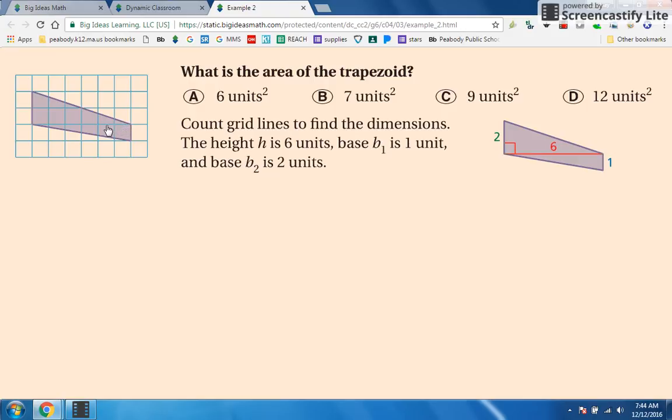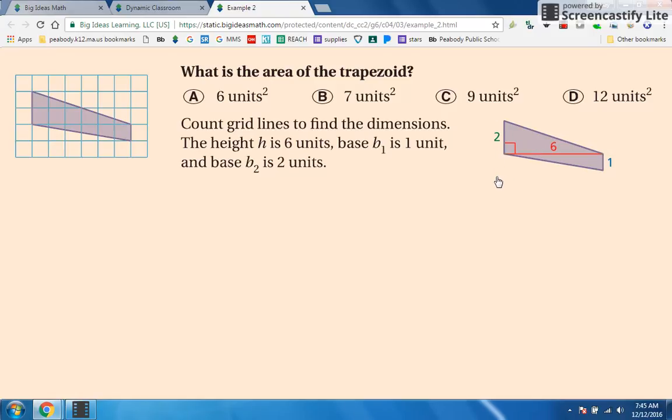If you draw one from here straight over, that's going to give you your height. So then you want to count your height. That would be 1, 2, 3, 4, 5, and 6. That's where their 6 is coming from. The base is 1 square for the small base and 2 squares for the big base.